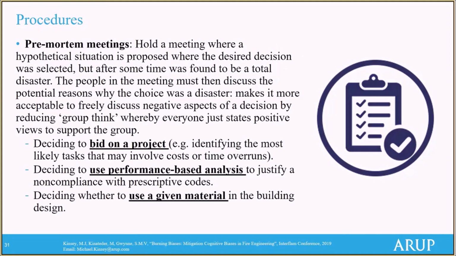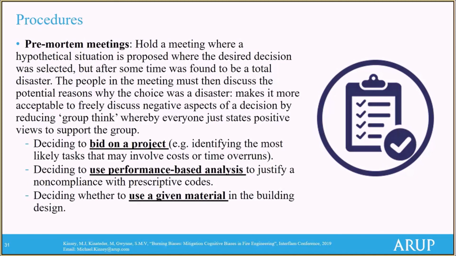And here we have pre-mortem meetings. This is whereby again, another way to make it more acceptable to talk about failures of a given decision. You hold a meeting where, based on a hypothetical situation, you've chosen to make a given decision, maybe a major decision on a project. And in this pre-mortem meeting, you say, right, say we chose this, and one or two or three years after, it was found to be a total disaster. Why would it be a total disaster? And then in the meeting, your sole job is to all talk about why that decision was a total disaster, and be as specific as possible.